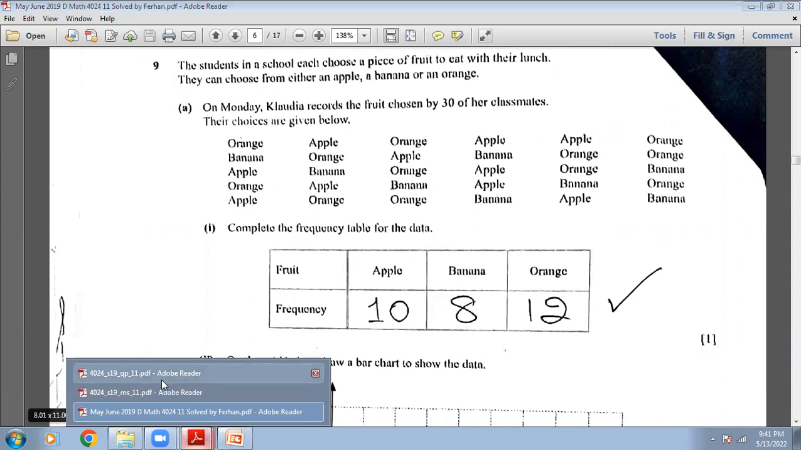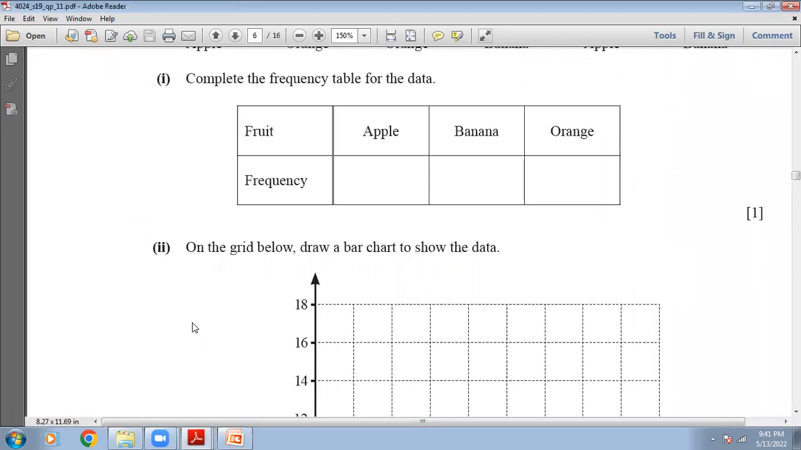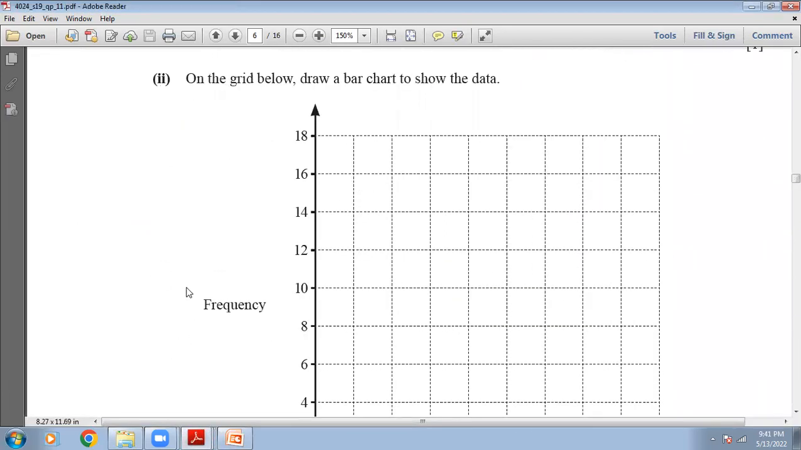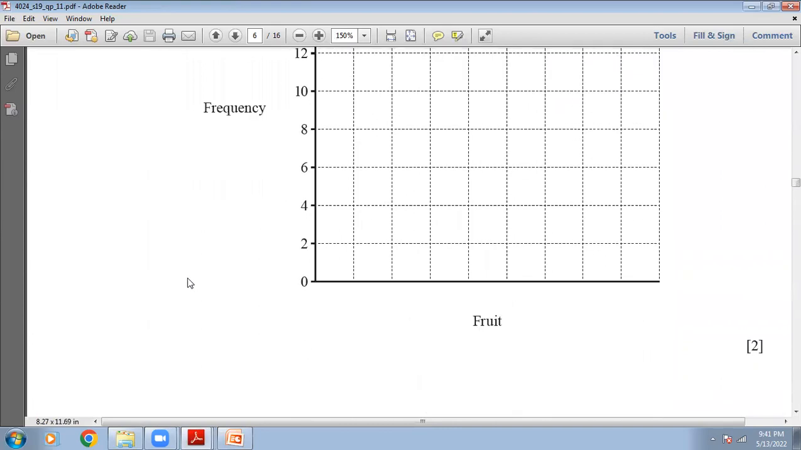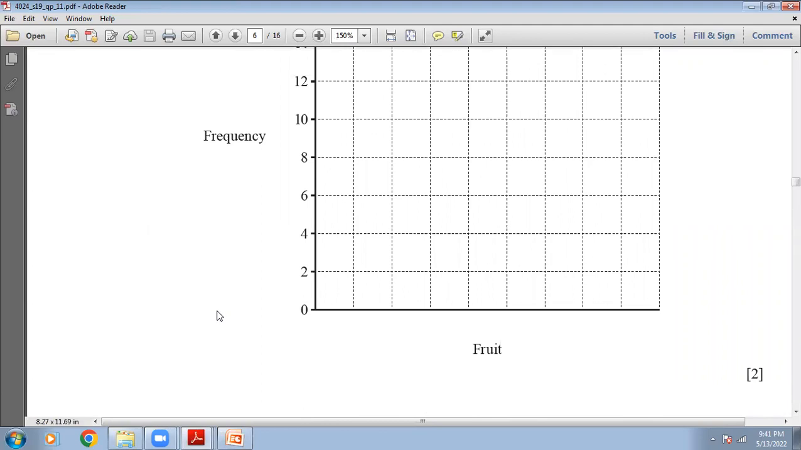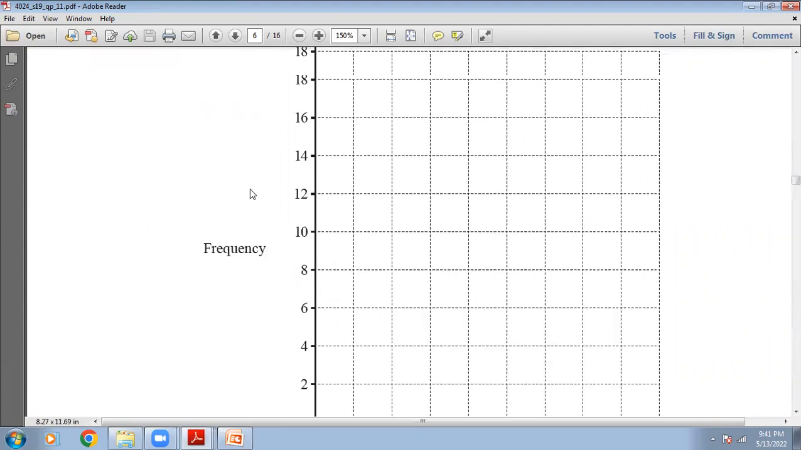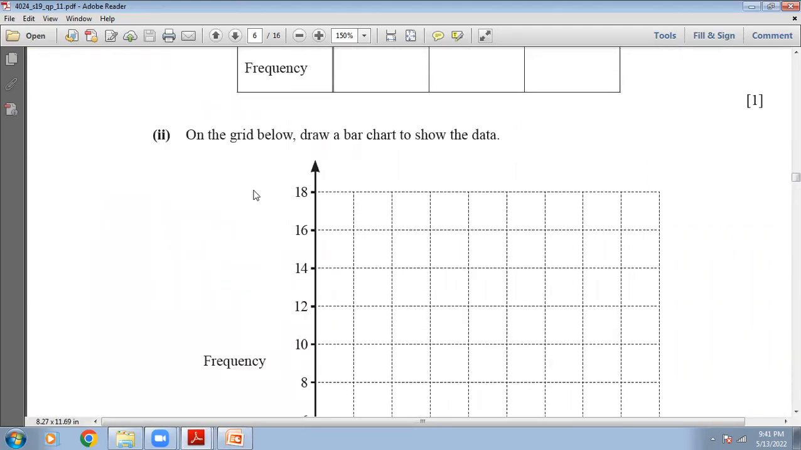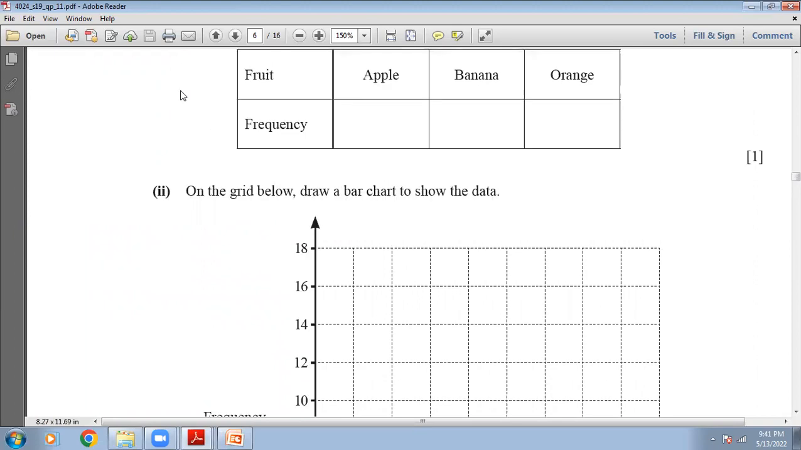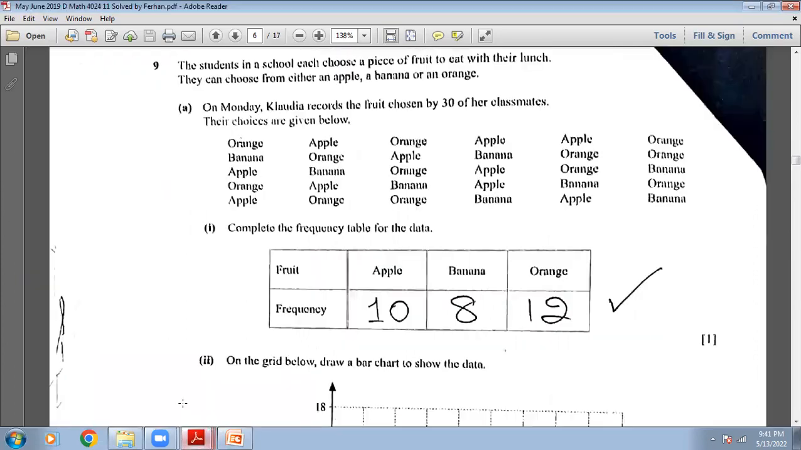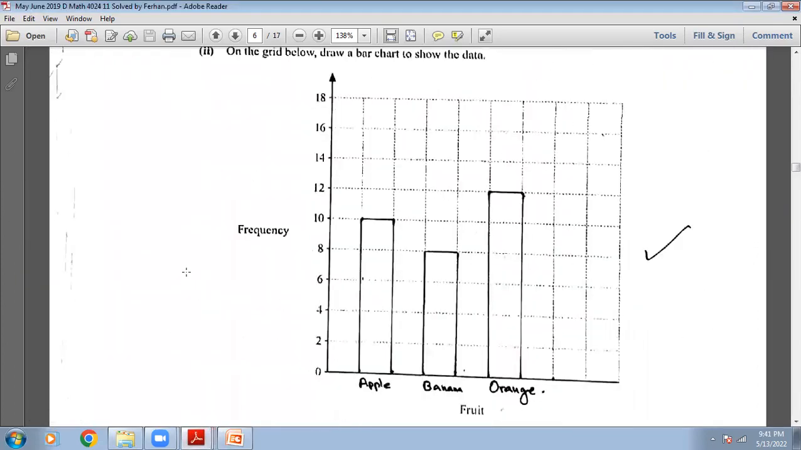Then their question is, on the grid, draw a bar chart to show the data. So here you have to represent the fruit, and here is their frequency. In the bar chart, the bars do not touch each other. There is a gap between them. So we have 3 things: apple, banana, and orange. We know their frequency. So very simply, we can plot this bar chart.